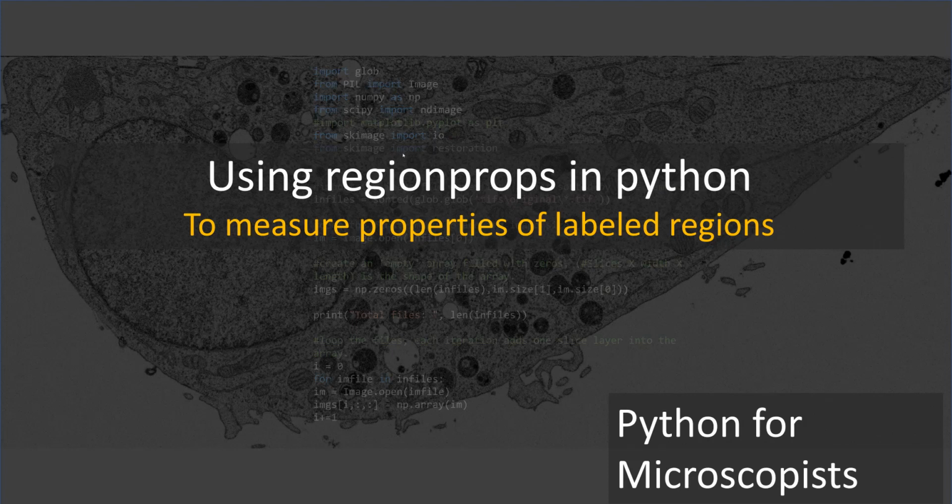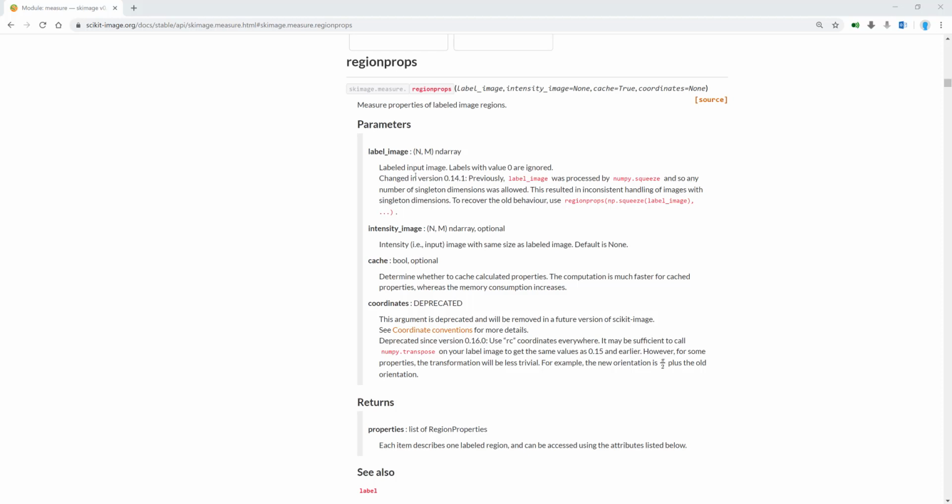So let me first start by showing you the documentation. I am on the scikit-image documentation page, and here is region props. Using this is very simple. Once you have a labeled image, all you need to do is call this function from skimage.measure, regionprops, and then supply your labeled image, and any other parameters if they are relevant.